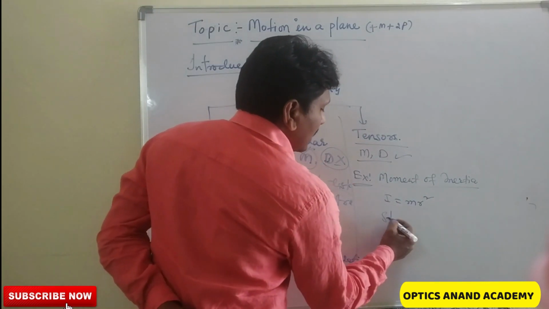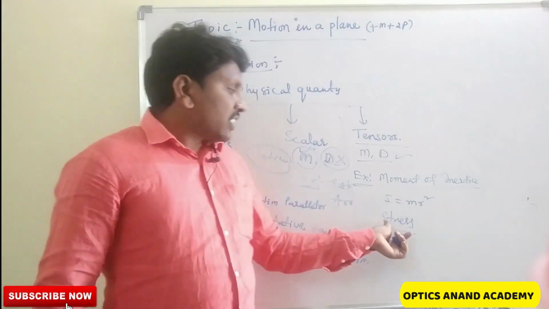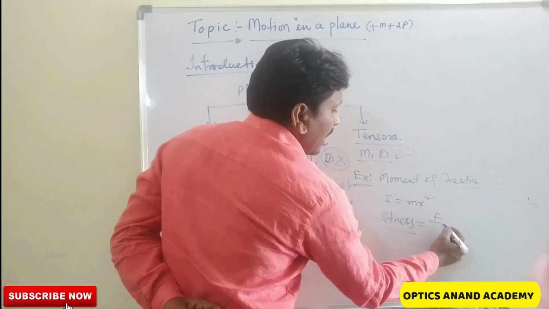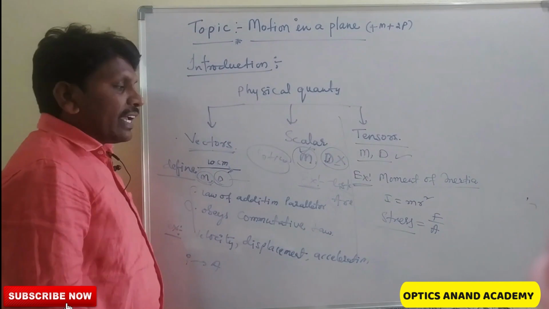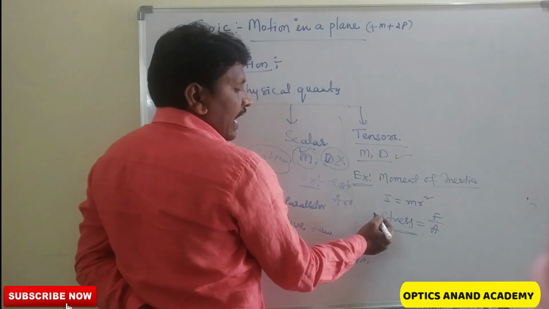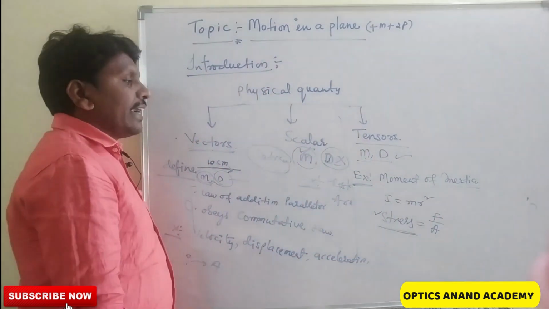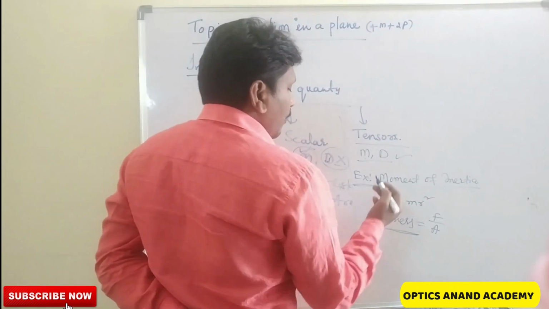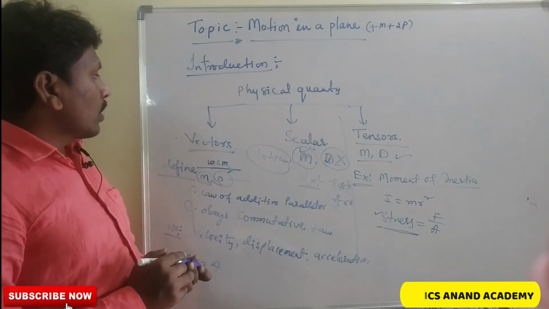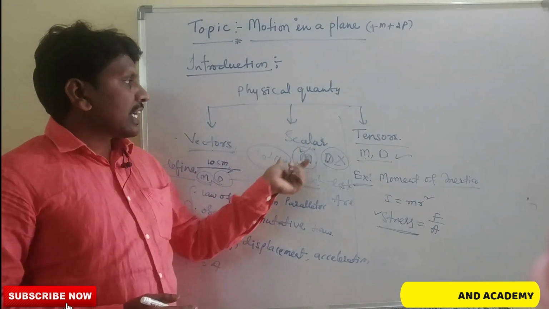Another example is stress. Stress is force acting per unit area, force by area, and it has magnitude and direction in a different way, in different directions. So this is about tensors. We have now discussed the classification of physical quantities: vectors, scalars and tensors.